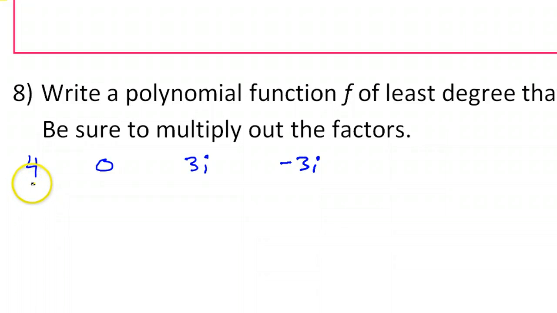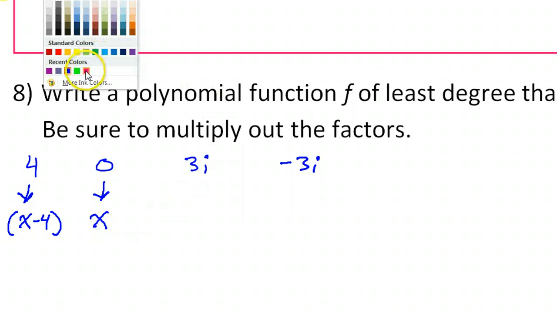Secondly, we need to translate all of these zeros into factors. A zero of 4 would come from a factor of x minus 4. A zero of 0 would come from a factor of x minus 0. Well, x minus 0 is just x.